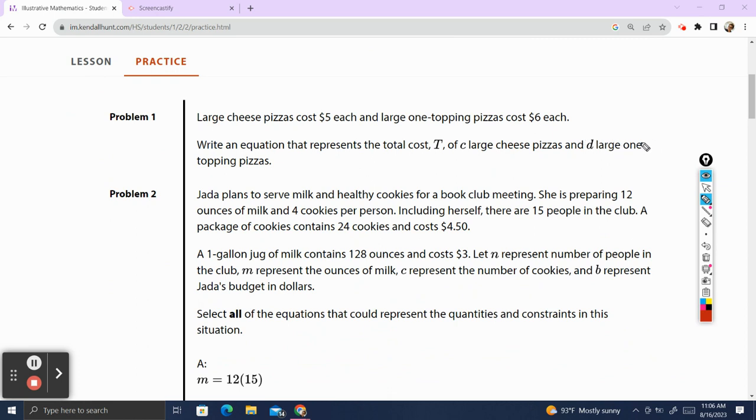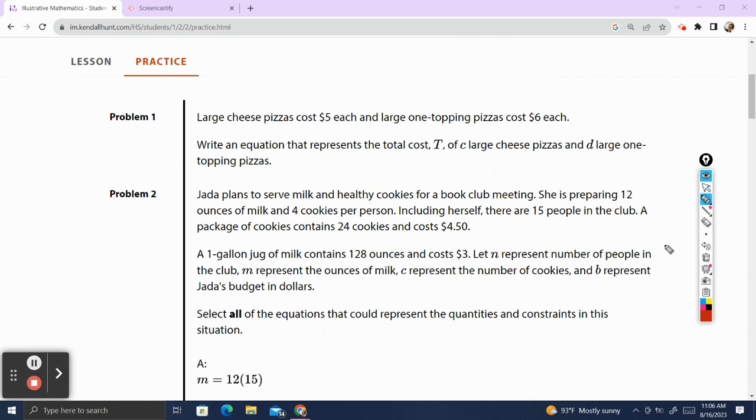So the total cost is going to be T. It's going to equal the number of cheese pizzas you make, and we're going to multiply this number by $5. The reason for this is because for each additional cheese pizza you make, you pay another $5, plus the number of large one-topping pizzas you get, which is represented by D, and we're going to multiply this by 6 because for each extra large topping pizza we get, we add another $6. So the total cost for your large cheese pizzas plus your one-topping pizzas is going to be T is equal to 5C plus 6D.